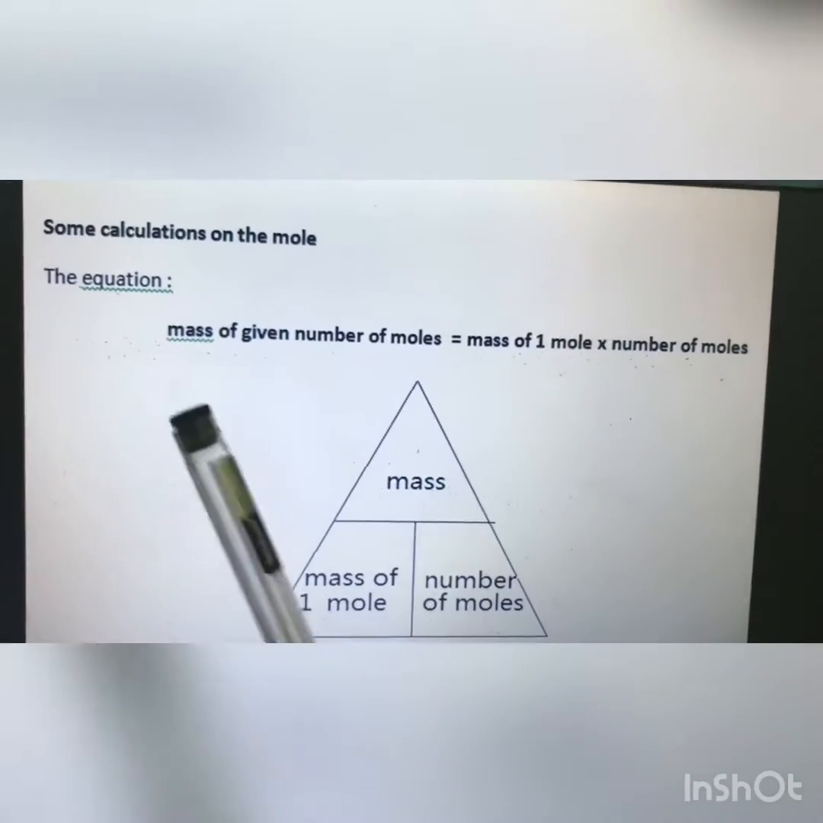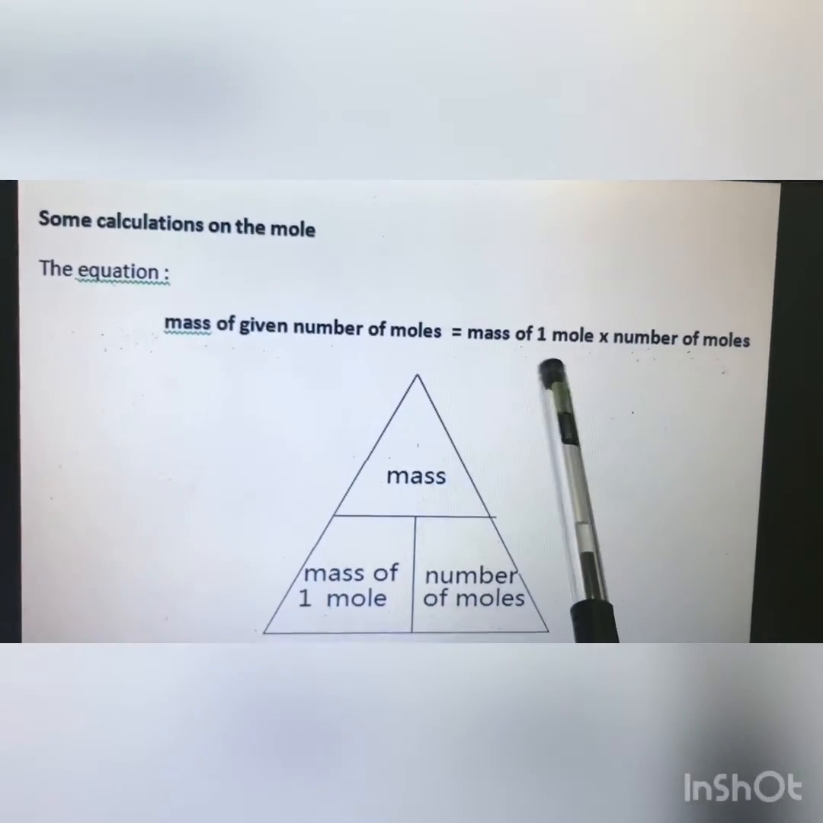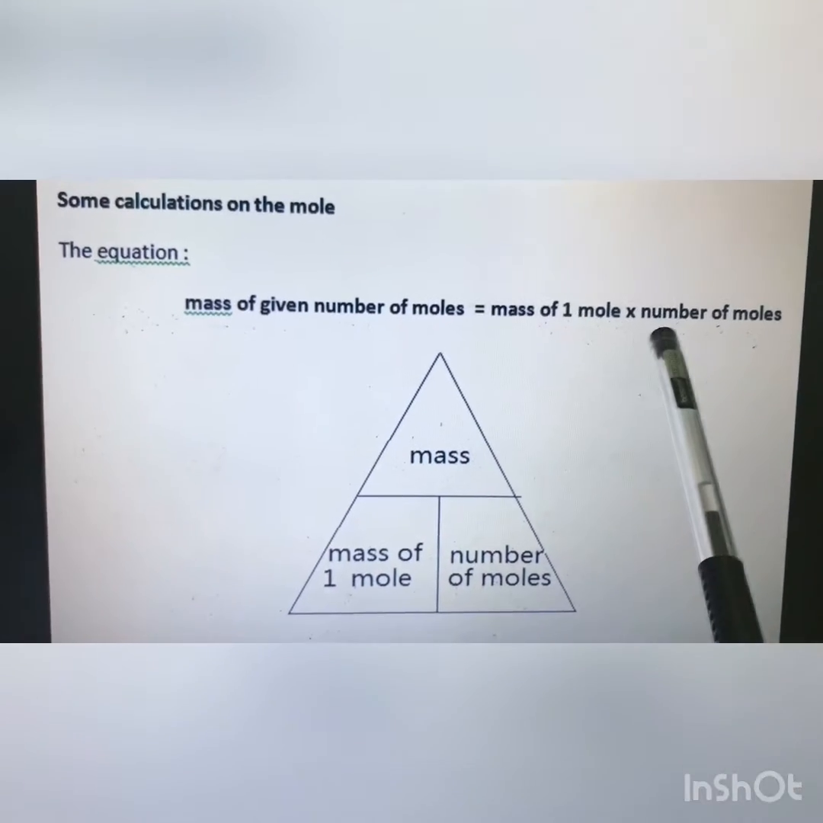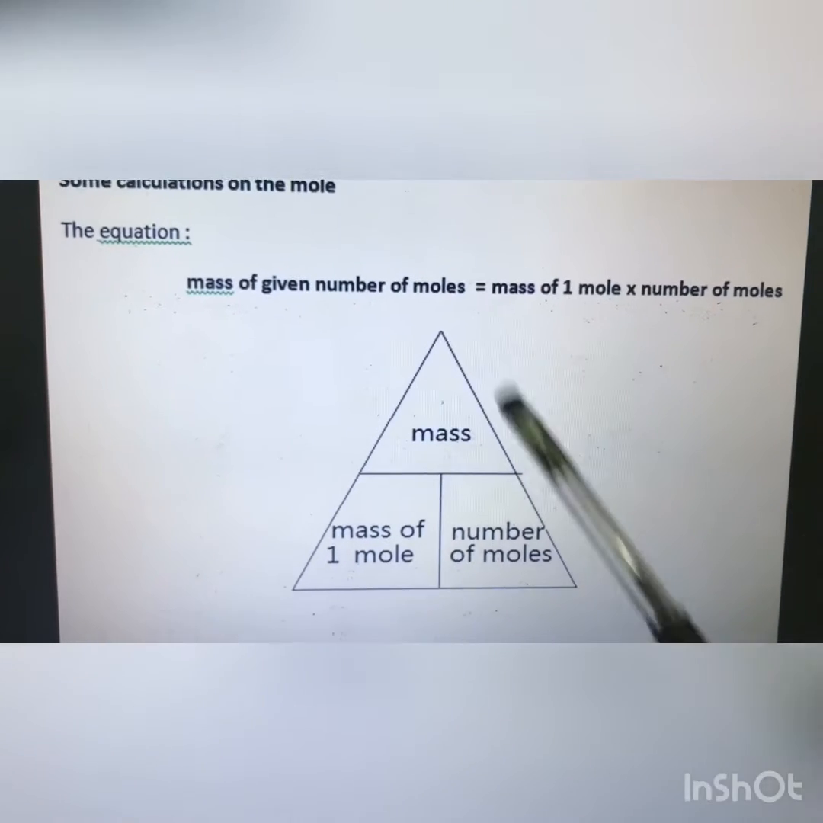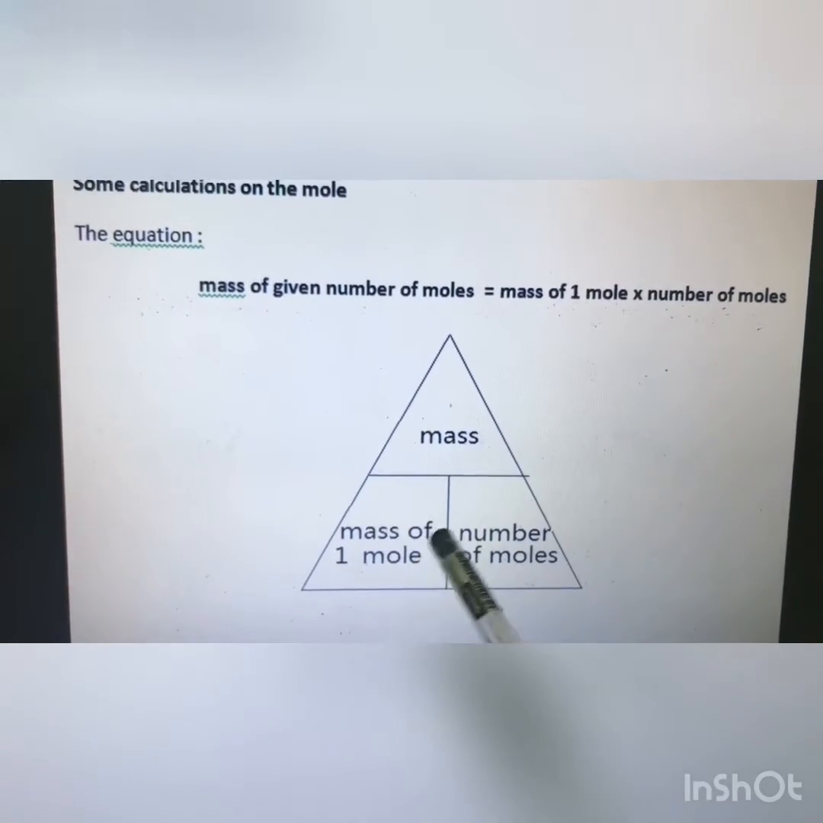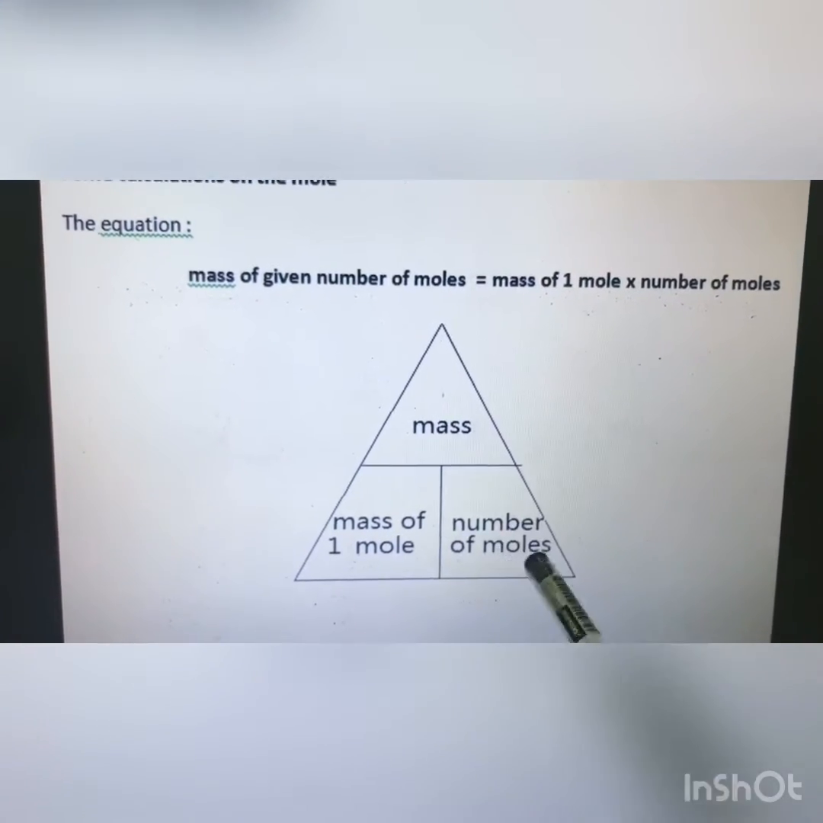So then we need to learn one equation. Mass equals mass of 1 mole times number of moles. So remember this triangle: mass, mass of 1 mole, number of mole.